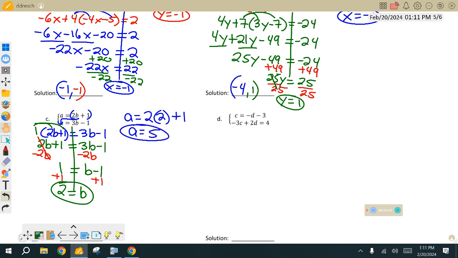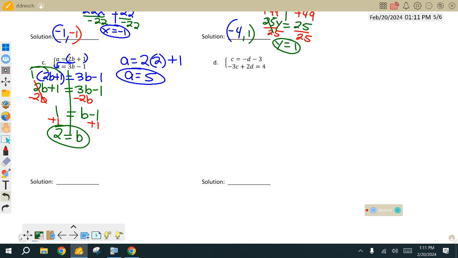Now, when you write your answer down here, x comma y, a comma b, we put those in alphabetical order. 5 comma 2.